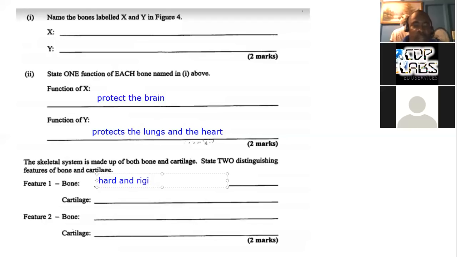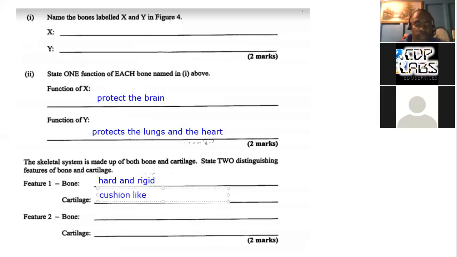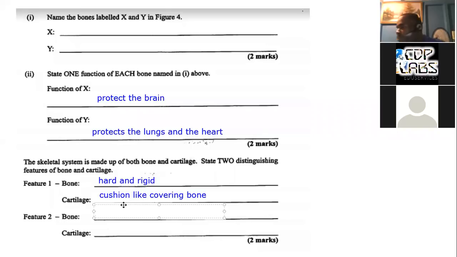All right. Cartilage now. Cushion like covering bone. You choose to give me that one, eh? All right. Your time now, Chevel. The bone supports the body.